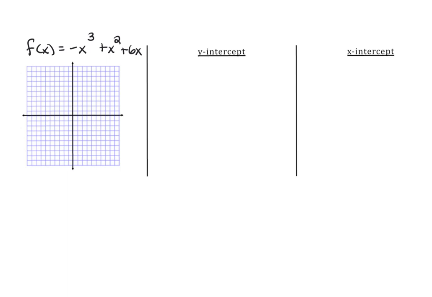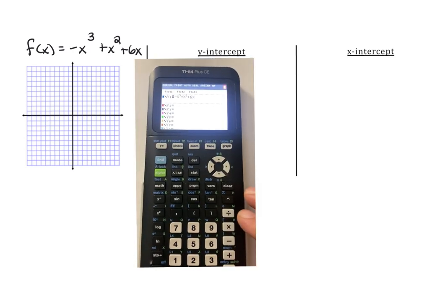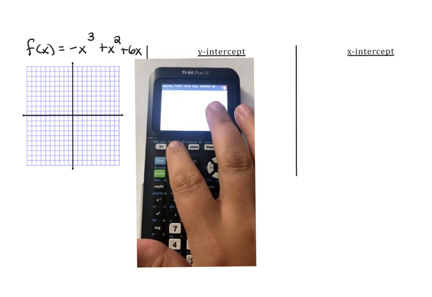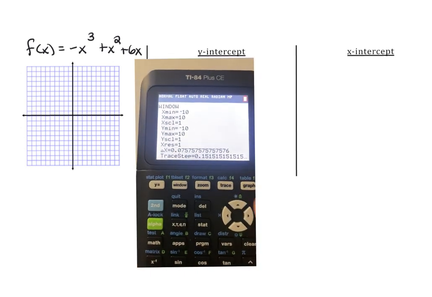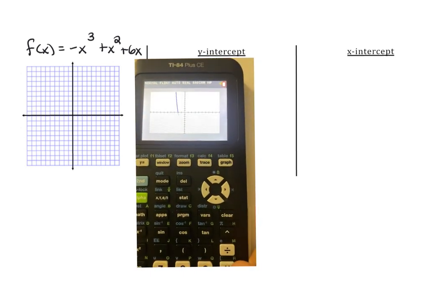In this class we will have opportunities to use graphing calculators to graph a lot of functions. Some will definitely be done without calculators, but for this lesson, I want to review using our graphing calculator. So you can go in your y equals, you type in the function, check out your window, and you can hit graph.